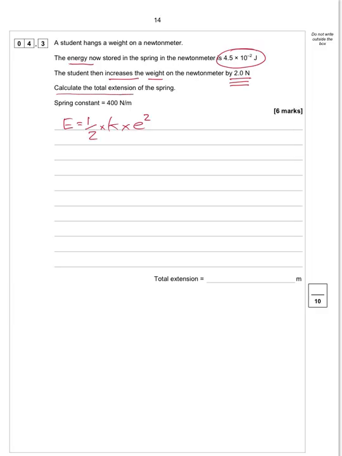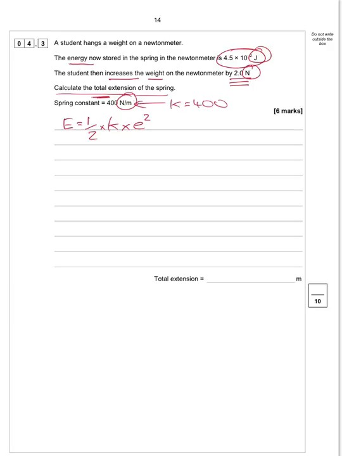Calculate the total extension in the spring, and it tells you that the spring constant, so this value here is k, is 400. Okay, just going to check my units. This is in joules, newtons, and newtons per meter, all things that are fairly standard, so it doesn't look like I'm going to have to convert any units in this question.